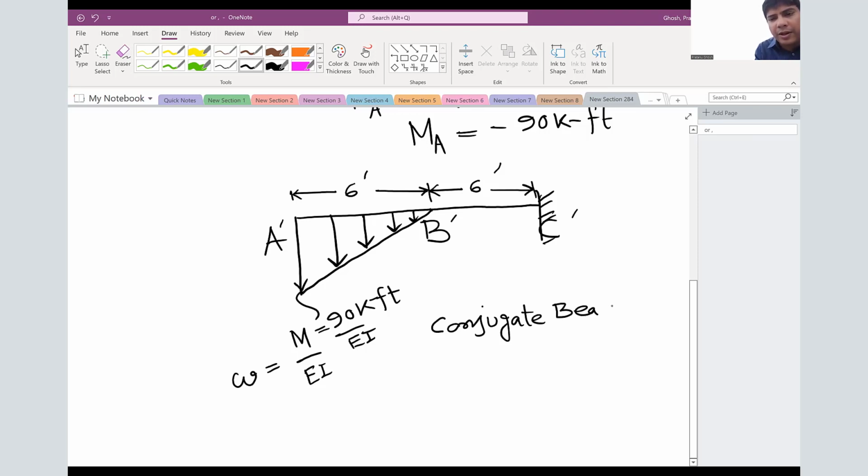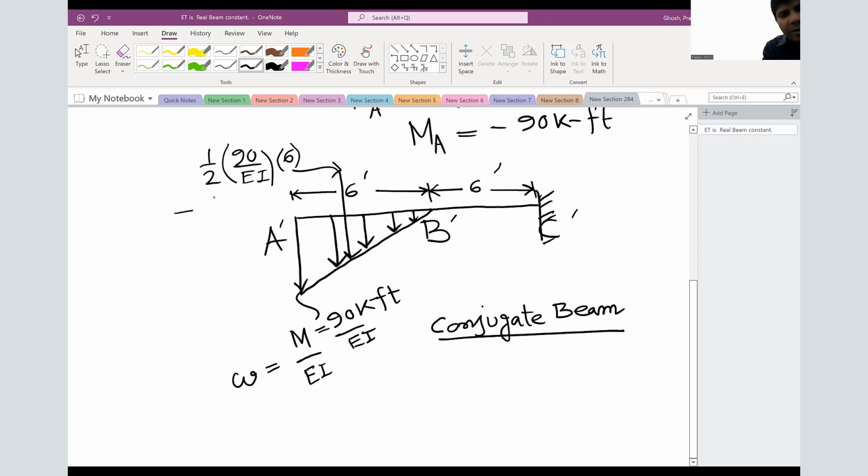We need to convert the triangular loading to an equivalent concentrated load. So let's do that. We have 90 over EI times 6, which becomes 270 over EI, and it is acting 4 feet from B, at the third.